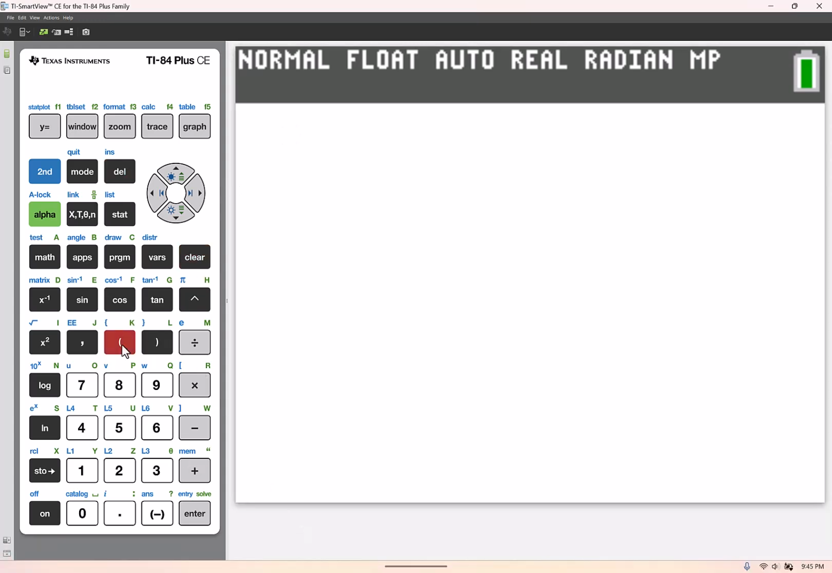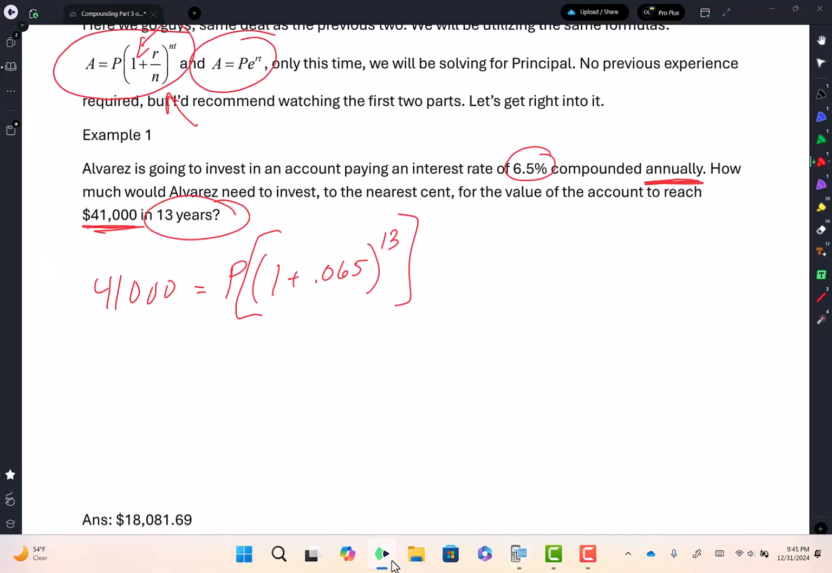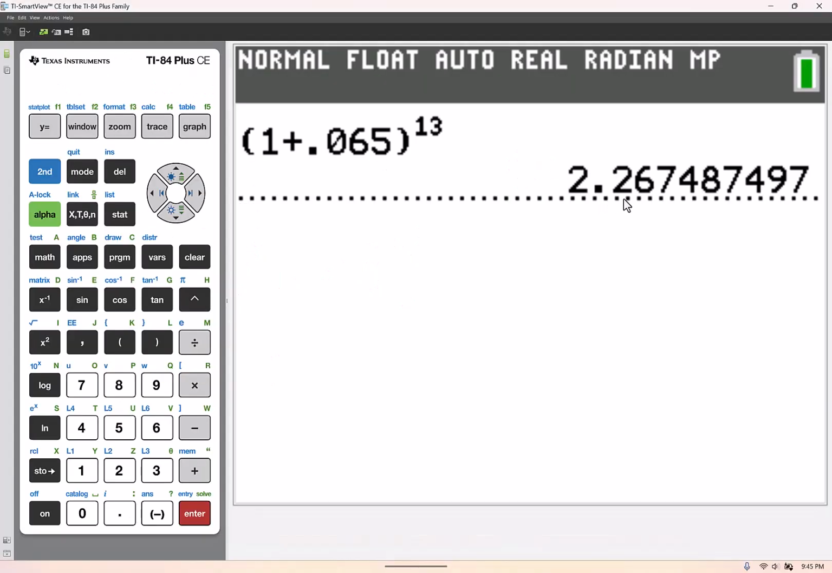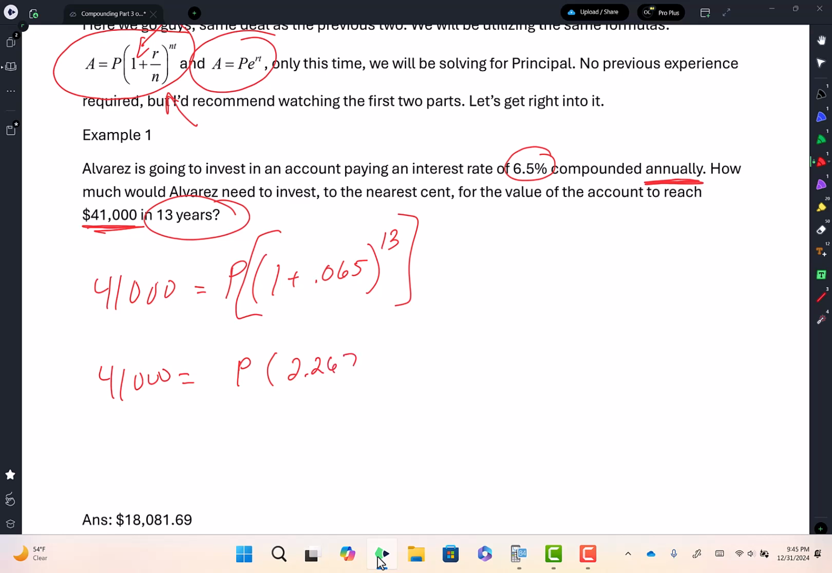So we're going to do 1 plus 0.065. Yes, I know that is literally 1.065. I'm going to raise that to the 13th. Bam, and there it is. That's the number that we're going to use. So right now we have 41,000 equals P times 2.26748... That just means it keeps going, so use all of the digits, guys. I'm going to divide by that number to get P by itself. So P equals 41,000 divided by 2.26748, and it keeps going forever, guys. So use the number stored in the calculator.